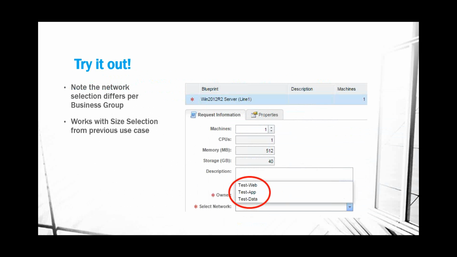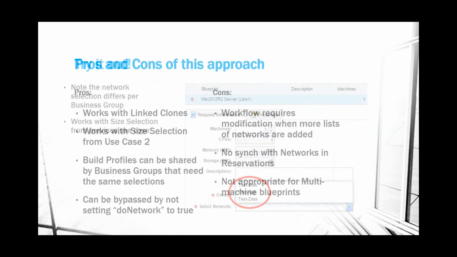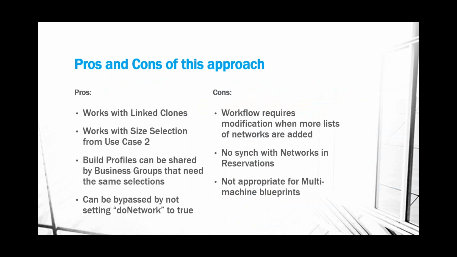As you saw in the workflow, it does work in conjunction with the size selection. So if you want to give the user two choices, both the size and network, you can do so, and that works pretty well. Pros and cons again. With this particular one, it does work with linked clones because we're really not changing anything to do with the size or the configuration of the VMX. It again works with the size selection. You can make sure that you choose your build profiles. You can actually label those if you choose to for business groups, and it's easily bypassed.